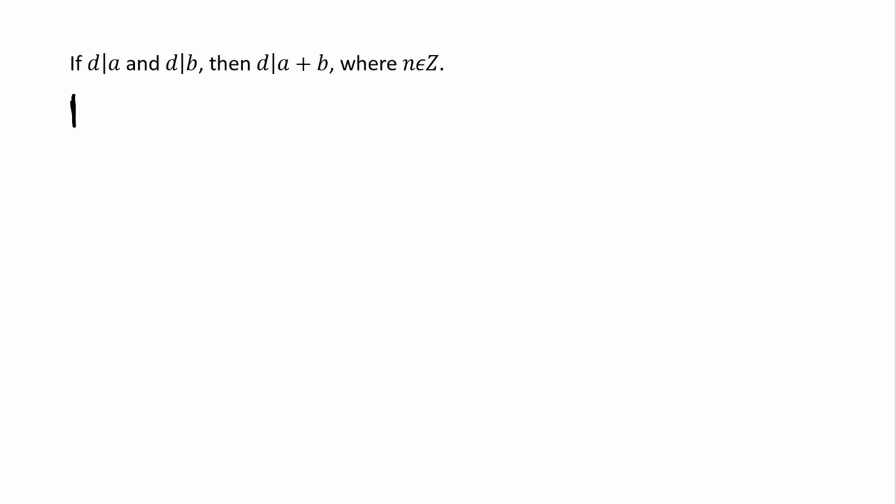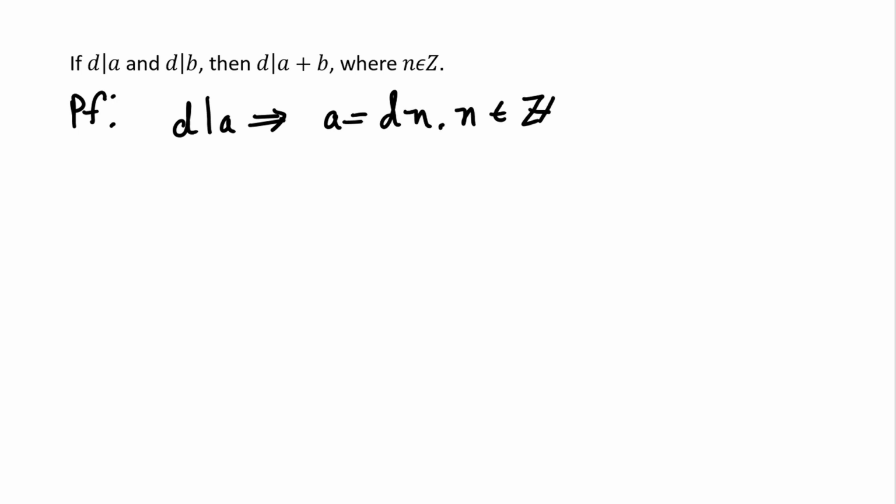If d divides a and d divides b, then d divides the sum of a plus b. So let's begin this proof, and we'll apply the definition. d divides a means that a is equal to the product of d times n, where n is some integer, and d divides b means b is equal to d times m for some m, that's an integer.